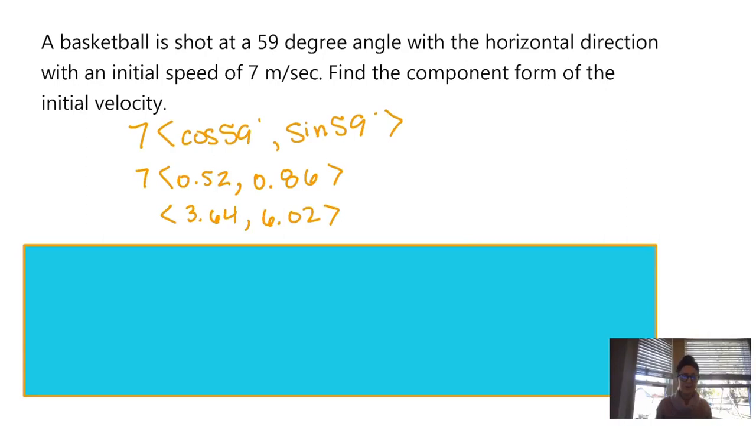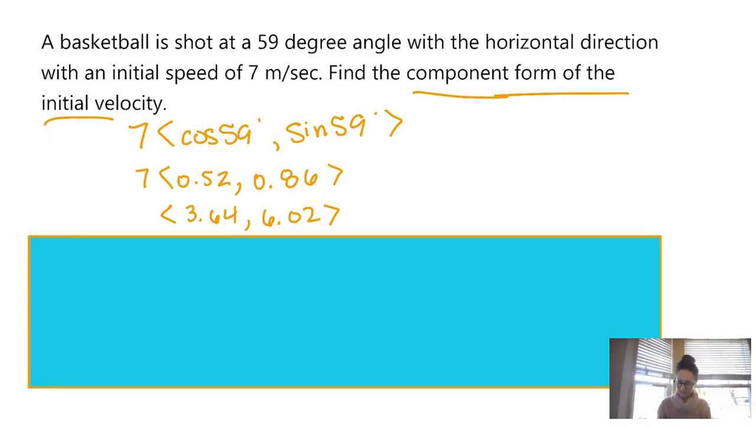Okay, so I grabbed cosine of 59 degrees and sine of 59 degrees in the calculator and got 0.52 and 0.86 respectively. And then I just went ahead and basically distributed that 7, if you want to think of it like that. So multiply both by 7, and this is what you get. This is the component form of the initial velocity. So that's what they asked us to find.